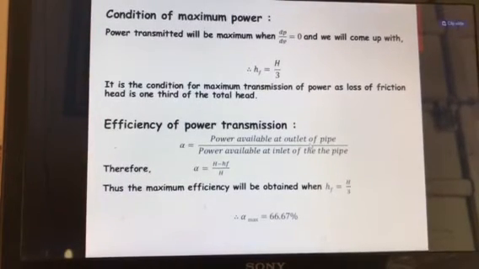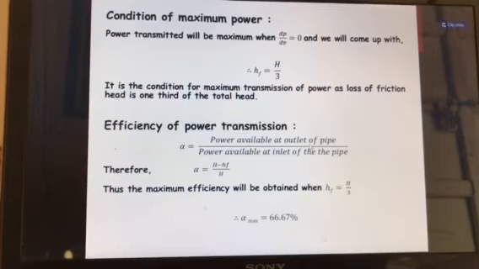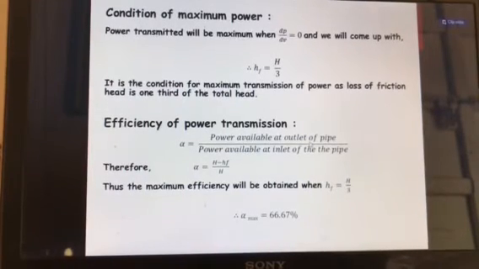Okay, so in this way we have covered three to four concepts in this lecture. First concept means pipes in series, pipes in parallel, equivalent pipe. Then we have covered the power transmission through the pipeline, then the efficiency of power transmission or maximum efficiency.